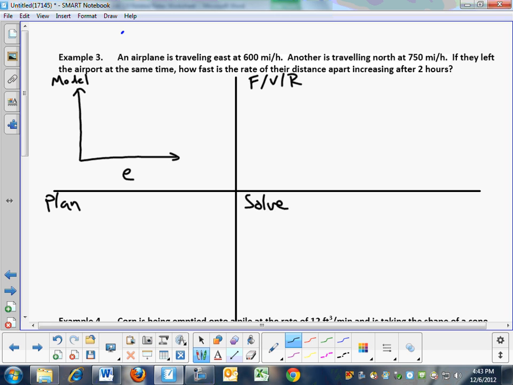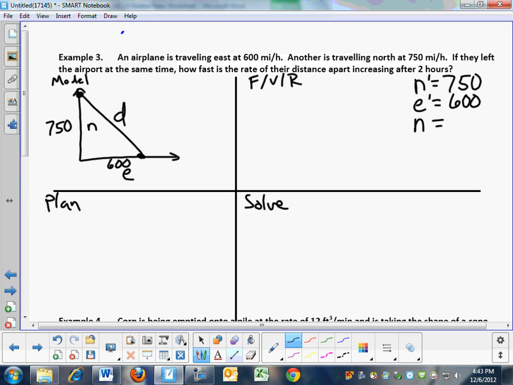One's heading east at a rate of 600. One's heading north at a rate of 750. The question is, how far apart are they? What's their distance rate? How fast is the rate of their distance apart increasing after 2 hours? You got a lot of stuff here. We don't have n and e, we have n prime. We know n prime is equal to 750. The rate at which the north distance is changing is 750. We know e prime is equal to 600.